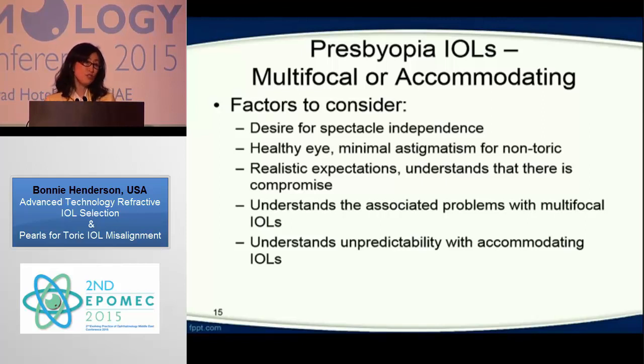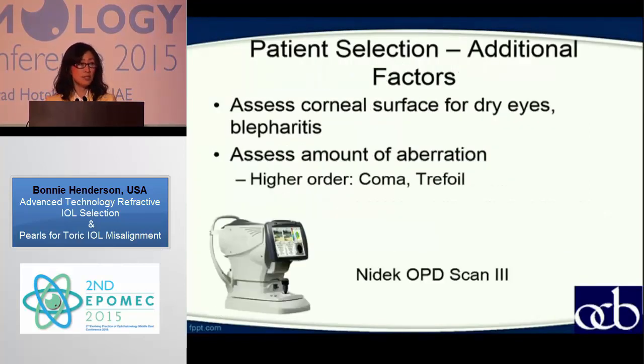In terms of patient selection, I know that David is going to talk about this in detail, so I'm not going to spend too much time talking about the corneal surface, but specifically I think it's very, very important to look at the gross factors of the cornea. So how dry is their eye, how is their surface, the blepharitis, but also smaller nuances looking at their higher order aberration. Everyone talks about coma. I think trefoil is also important to look at.